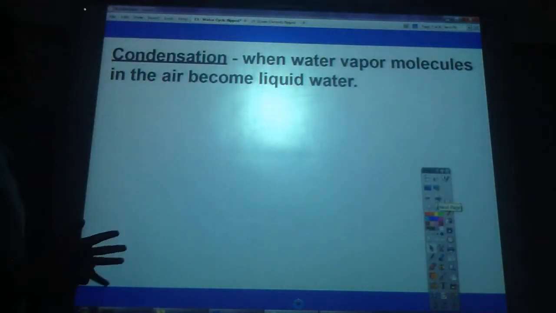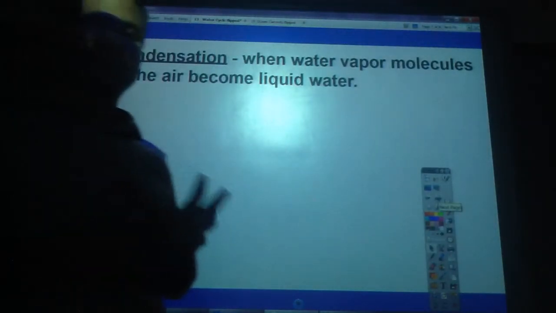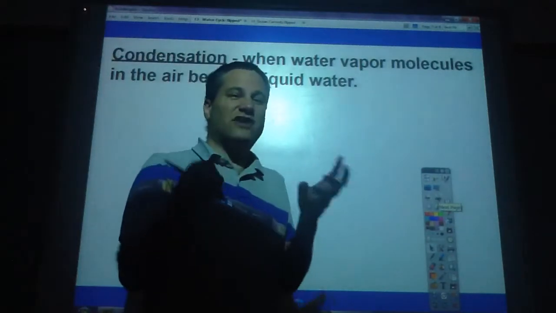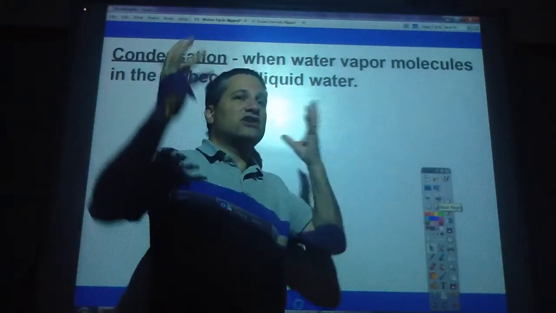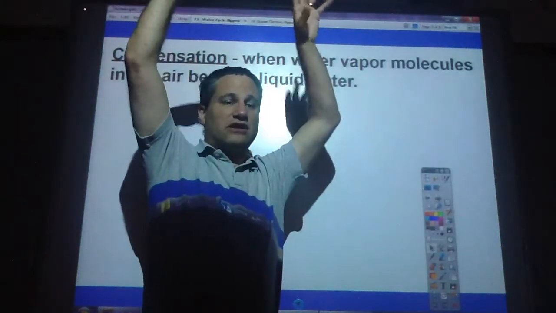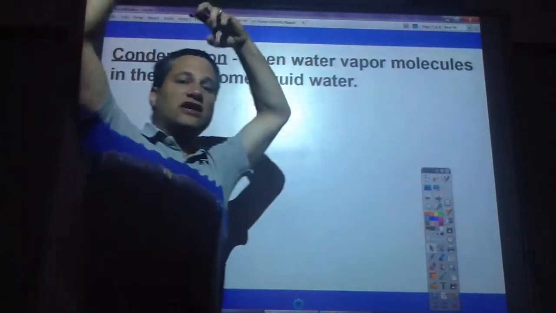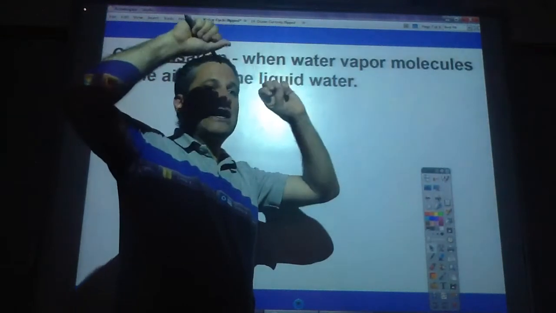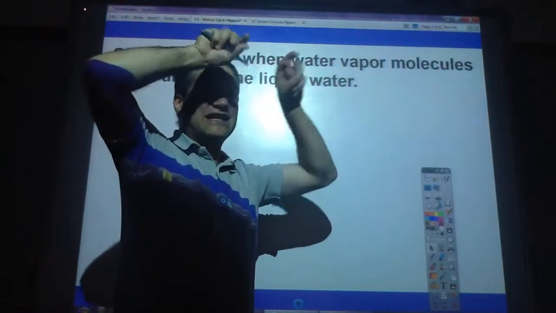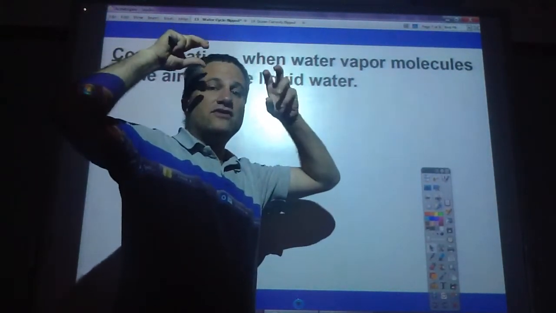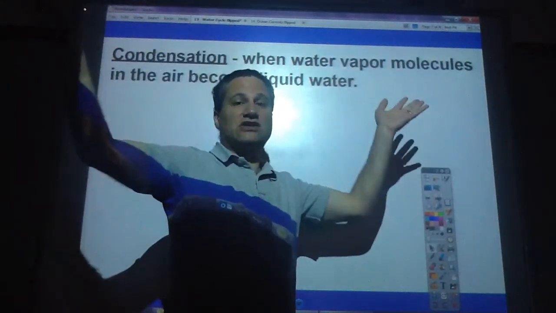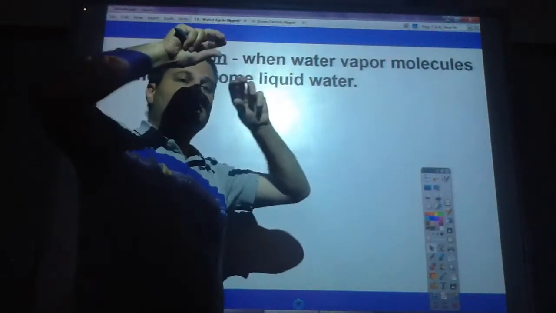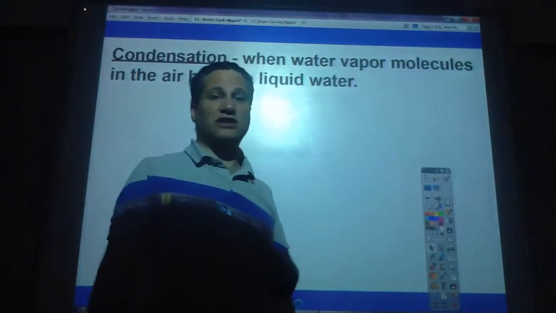Condensation is when the water molecules in the air become liquid. So the water evaporates, it's a vapor, it's a gas. And then it goes up, and as it gets farther away from the Earth's surface, the temperature drops, and it wants to turn back into a liquid, and it turns into tiny, tiny droplets of liquid that we see as clouds, and those droplets are grabbing onto dust particles in the air.